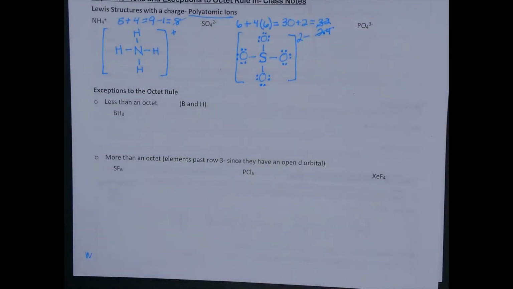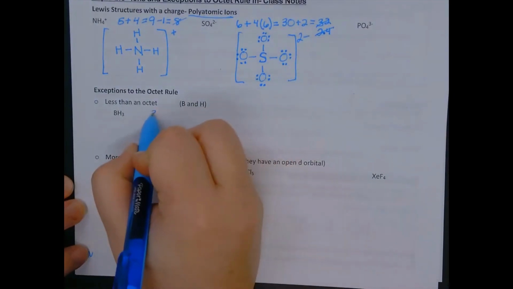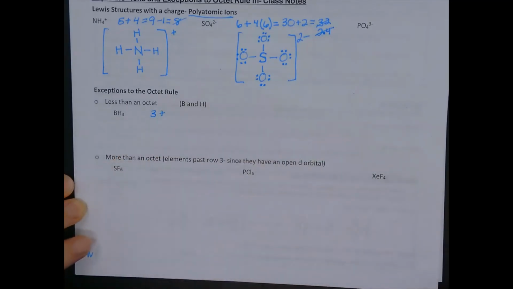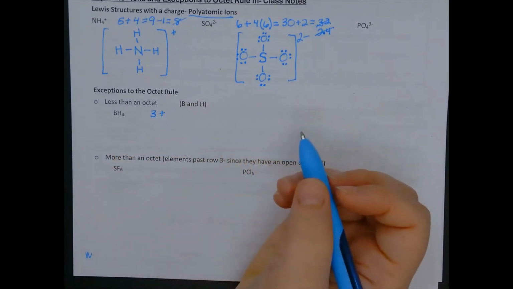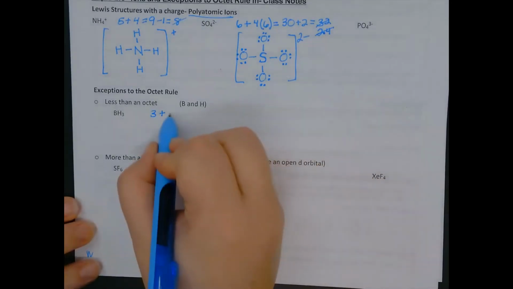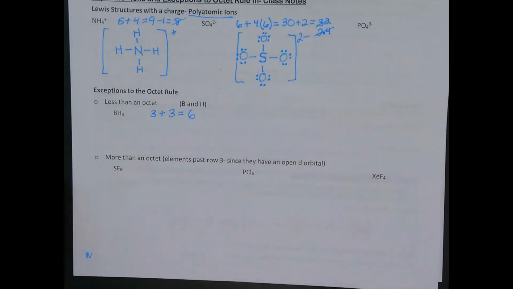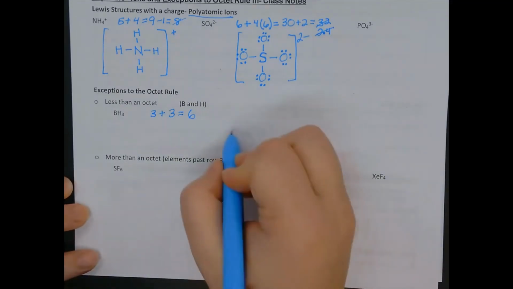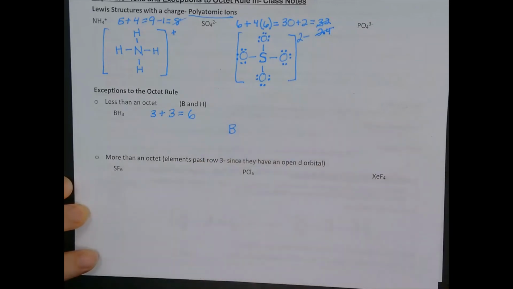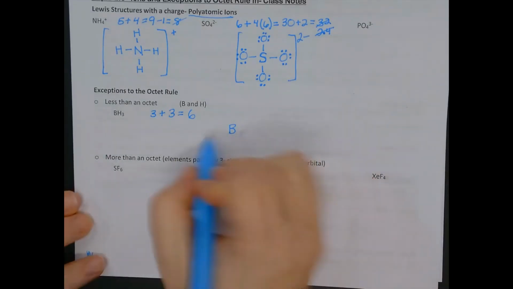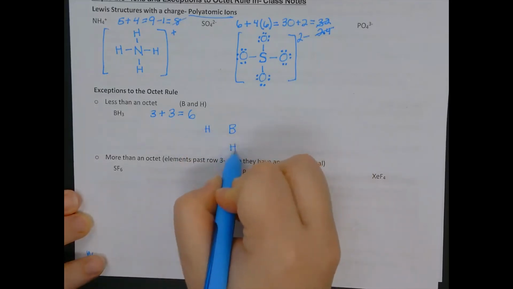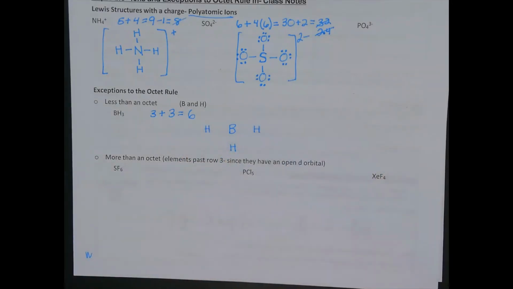So if we wanted to draw this, boron has 3 valence electrons. Each hydrogen has 1. So we have a total of how many from hydrogen? 3. So we get 6 electrons to play with. We don't have an octet to even start with. So that makes these ones a little bit different. We still place that boron in the center. Hydrogens always go on the outside, so we can surround it by the hydrogens. Doesn't matter what side we put them on.